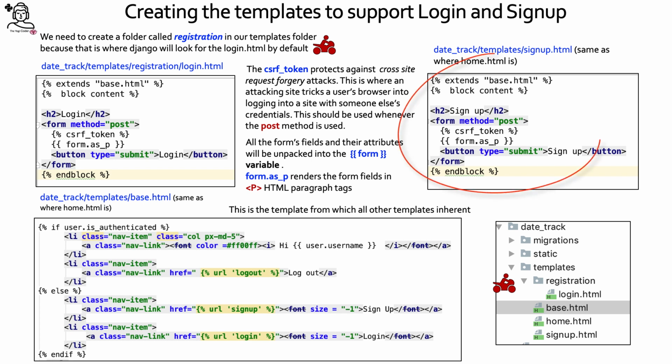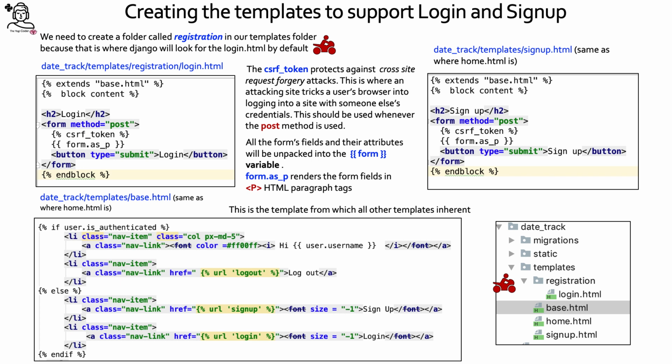So now, upper right-hand corner, we'll go to date_track templates signup.html. So same as where the home.html template is, right in the templates directory. So we're not in registration now. We are in our templates directory. And it looks very much the same. We have a form method equals post. We're using our CSRF token for protection. Then we use form.as_p, which unpacks all the attributes and fields of the form. And instead of login this time it's sign up. And notice we're using template inheritance here, so we're inheriting from our base.html, although we'll have some fun with that later once we install allauth.